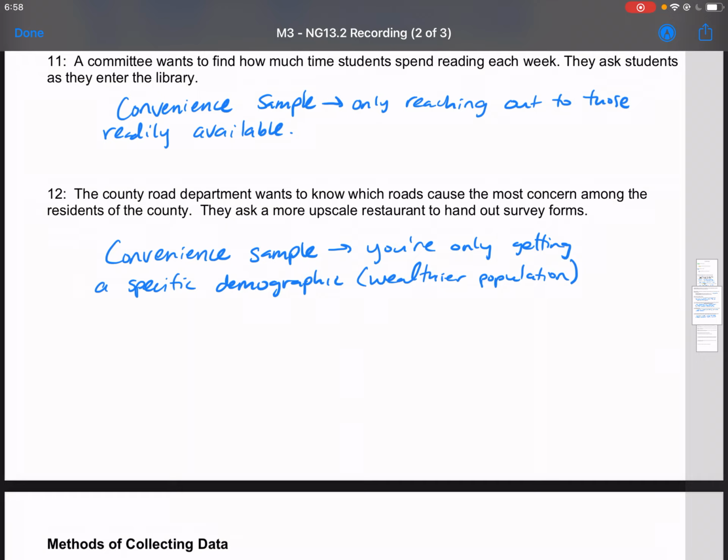Okay, you want to get a broader spectrum so that you can know what people from all walks of life would feel in this form. So that's where that's a problem.